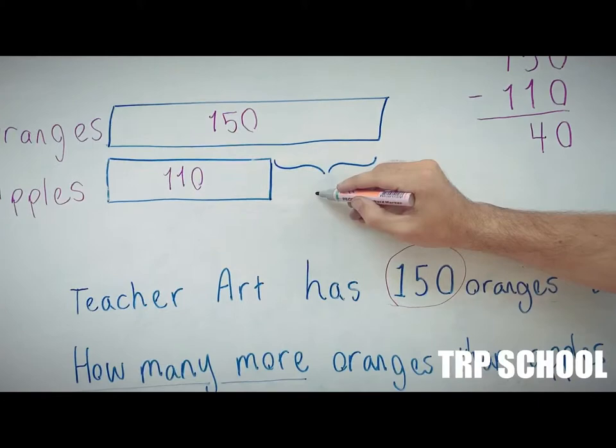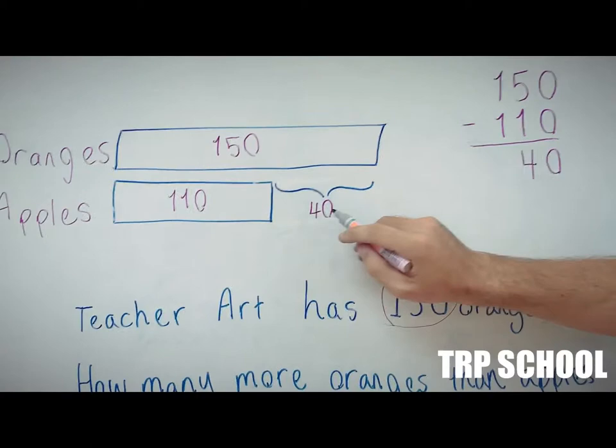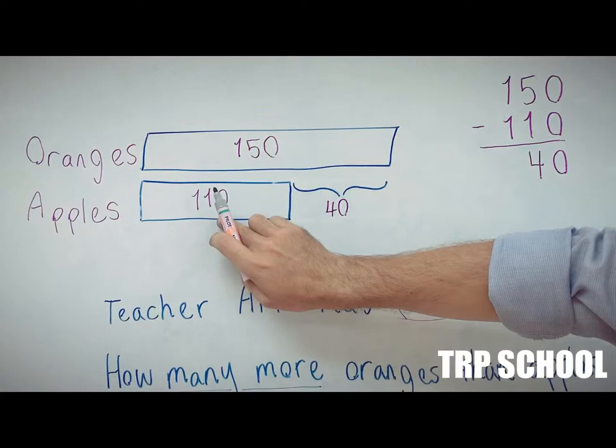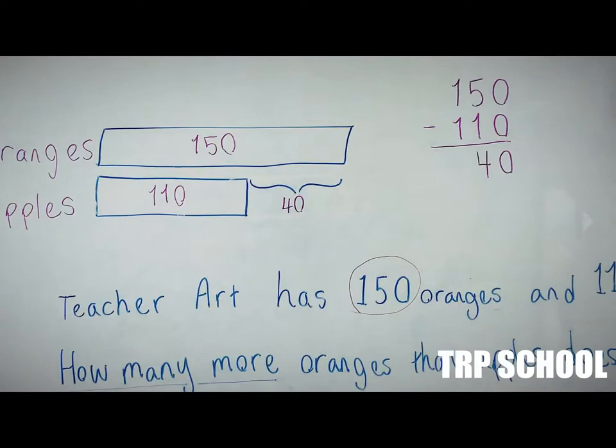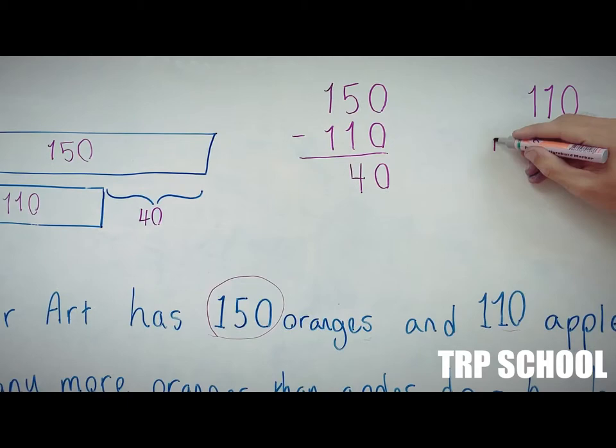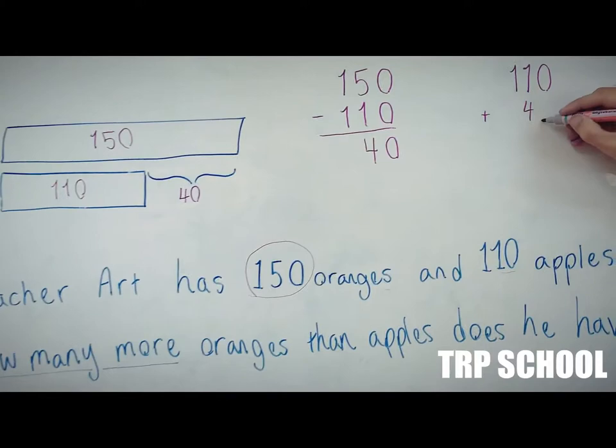Let's try it out by adding these numbers together and checking our work. We want to know if 110 and 40 makes 150. I'm going to check my work one time. 110 apples plus how many more? 40 should give us 150.